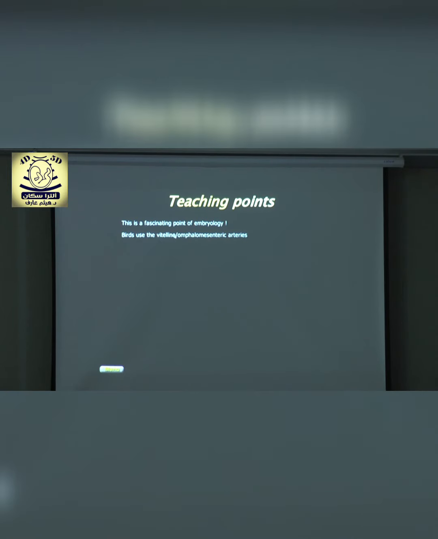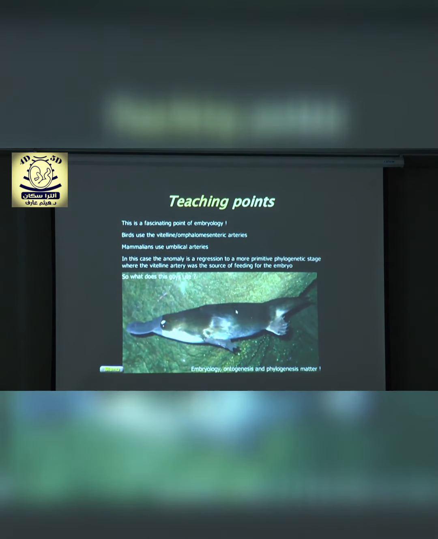So this is a fascinating point of embryology. Birds use the vitelline or inframesenteric arteries, but when we moved from the yolk sac to using the placenta, we completely abandoned that system and we moved to the umbilical arteries. Now, this is a case in which there is a regression to a more primitive phylogenetic stage where the vitelline artery was the source of feeding for the embryo. And so what does this guy use? What is that?